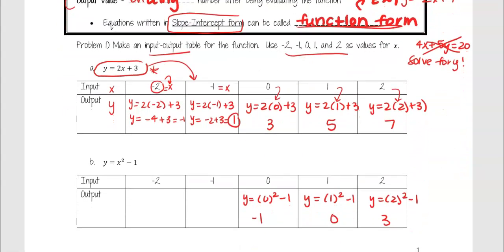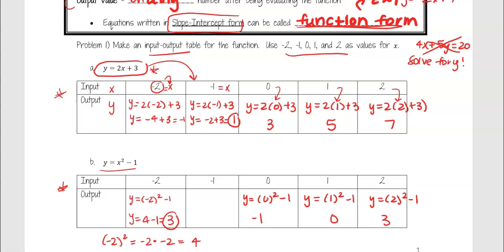Let's check out this one. Here my input is negative 2. I'll use my function. So I'll have y equals negative 2 squared minus 1. Notice in both of these, guys, I put parentheses. Anytime we input or substitute anything into a function, we must use parentheses. And this is really important when we've got exponents, because now I have to do negative 2 squared. Remember, negative 2 squared is negative 2 times negative 2. Gives me a positive 4 minus 1 gives me 3.